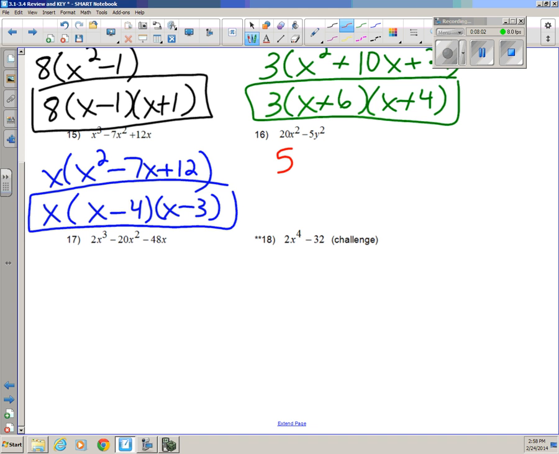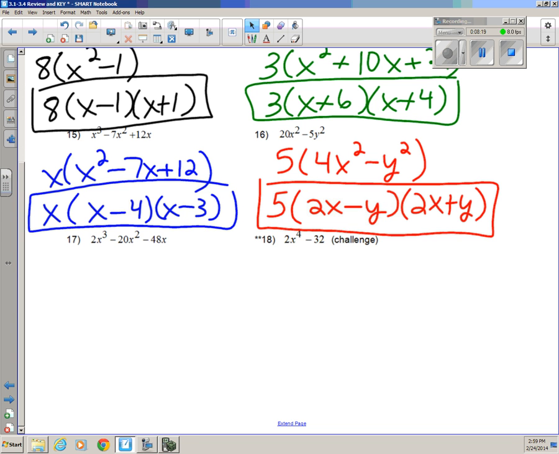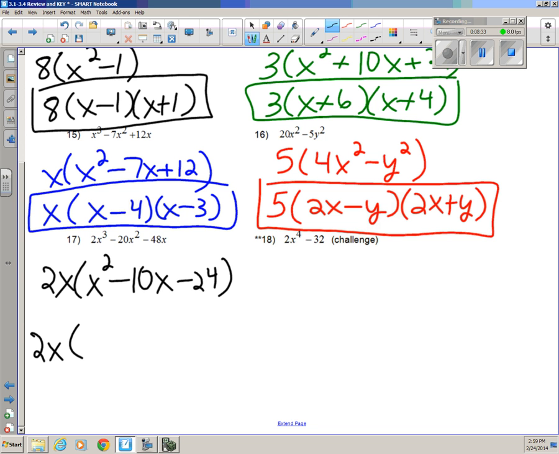16, GCF is 5. 4x squared minus y squared left over. DOTS inside the parentheses, 2x minus y, 2x plus y. Again, you can't lose the 5 on the outside as a GCF. Next one, GCF, 2x. What's left over? X squared minus 10x minus 24. Don't lose your GCF. What multiplies to negative 24 but adds to negative 10? X plus 12, x minus 2.